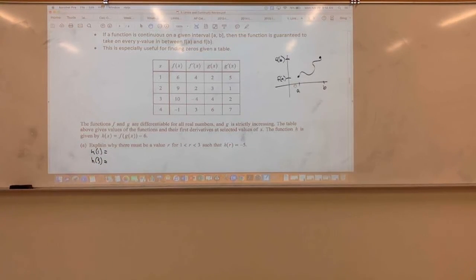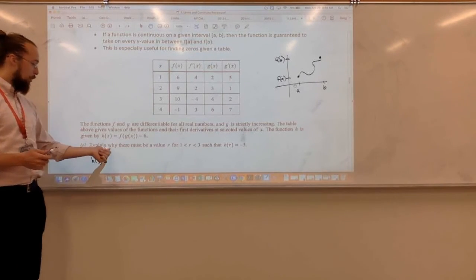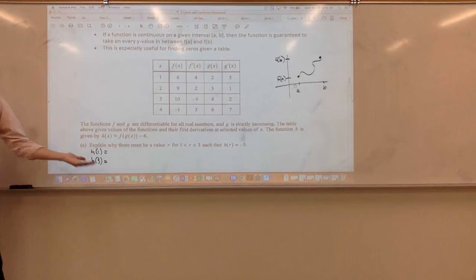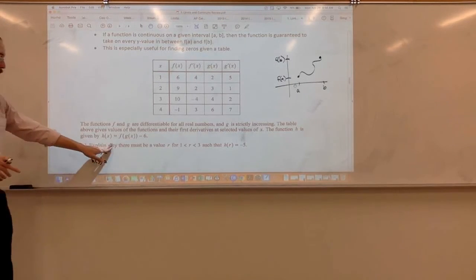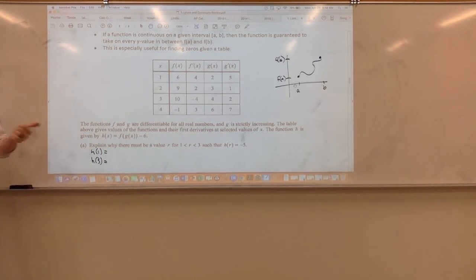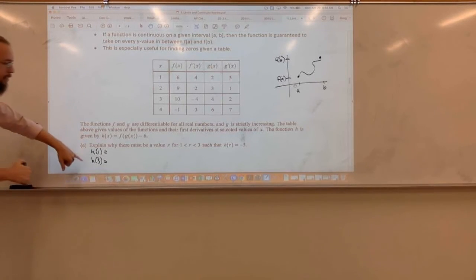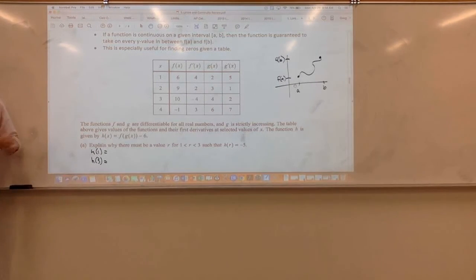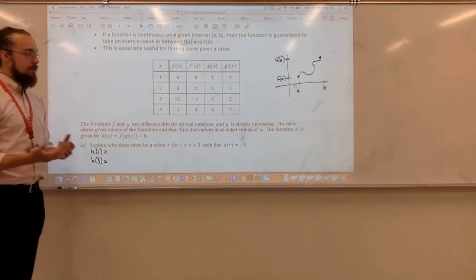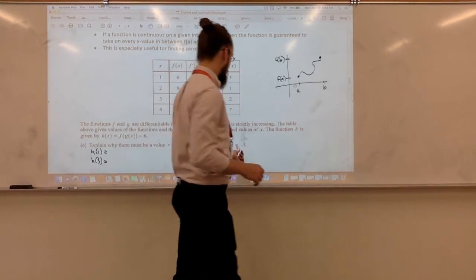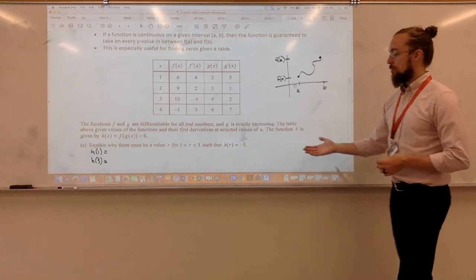I think we're going to run out of time. But what's going to happen is that we'll get a value less than negative 5 and a value greater than negative 5. So we would just say, by the intermediate value theorem, we're guaranteed that since this is continuous, every y value between, I think one of them is negative 7, the other one's 3, every y value between negative 7 and 3 will be hit by this function.